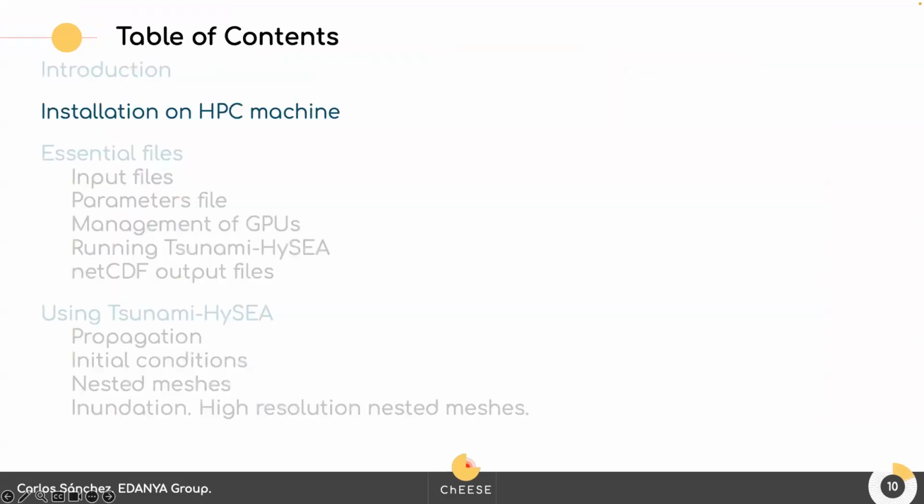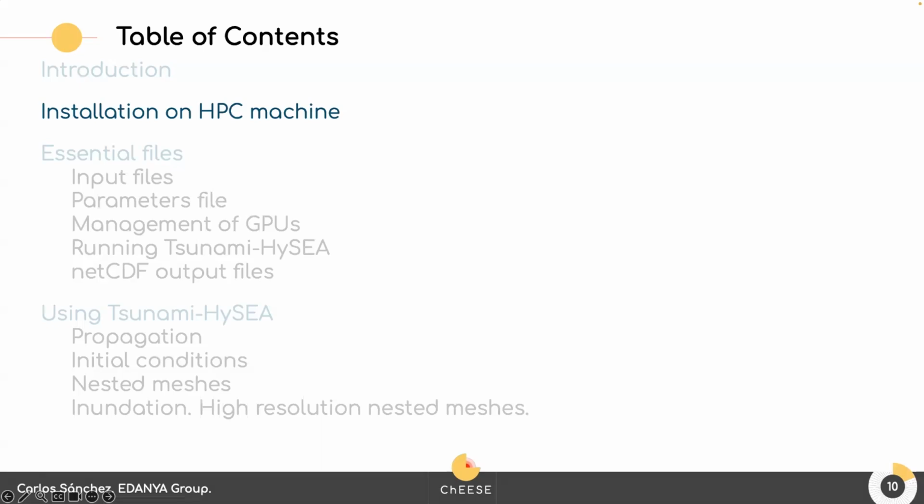Okay, so I would like to spend some time discussing how you can install Tsunami-HySEA on an HPC cluster, such as, for example, the cluster Picasso in Malaga, the Power 9 at the Barcelona Supercomputing Center, the Cineca machine in Italy, or similar facilities. I will try to demonstrate the installation process using the source code of Tsunami-HySEA, I mean compiling Tsunami-HySEA from scratch, from the source code.